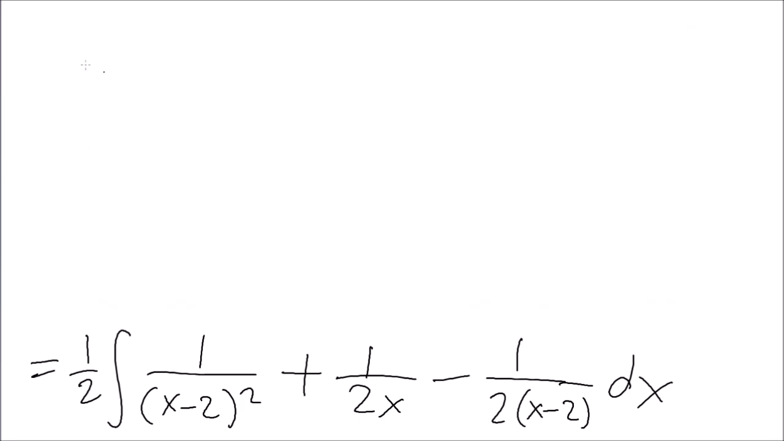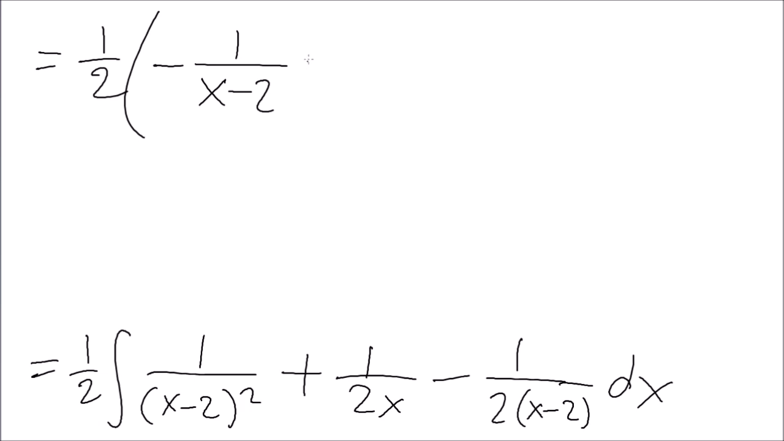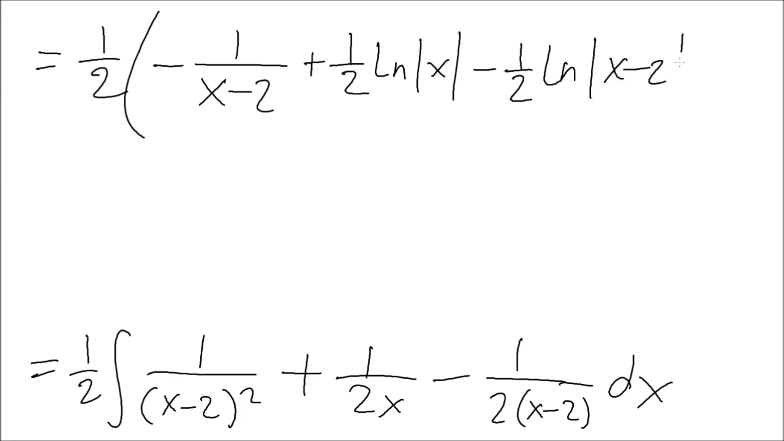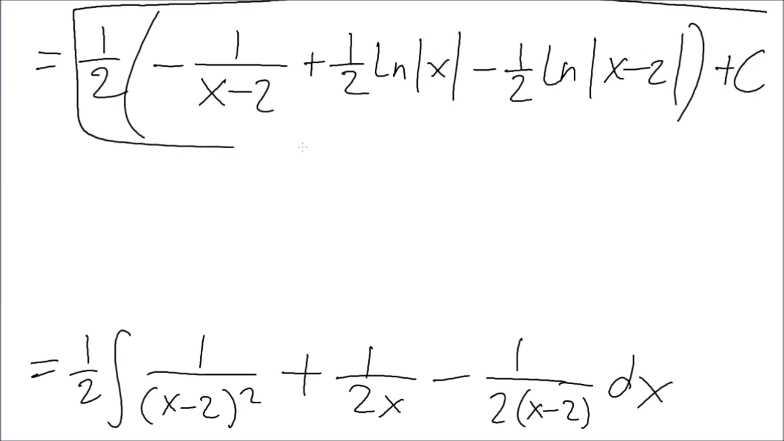Okay, so now we have a half. I'm going like that, just for ease's sake. And then this is equal to 1 over (x minus 2), and then we have plus half ln of x minus a half of ln of (x minus 2), plus C. And you can just leave it like this, and your answer is correct. Okay? Alright, last integral.